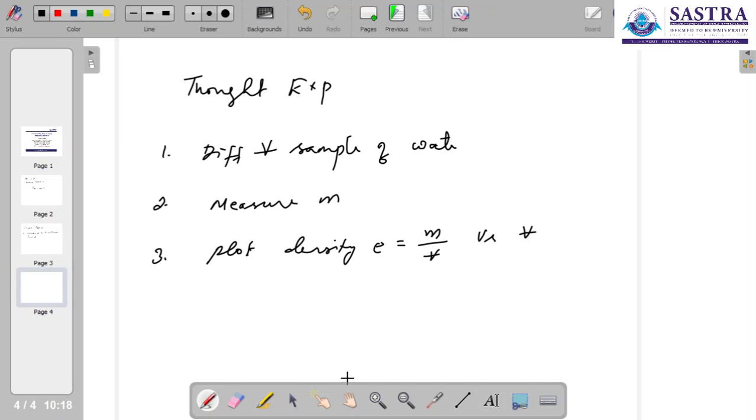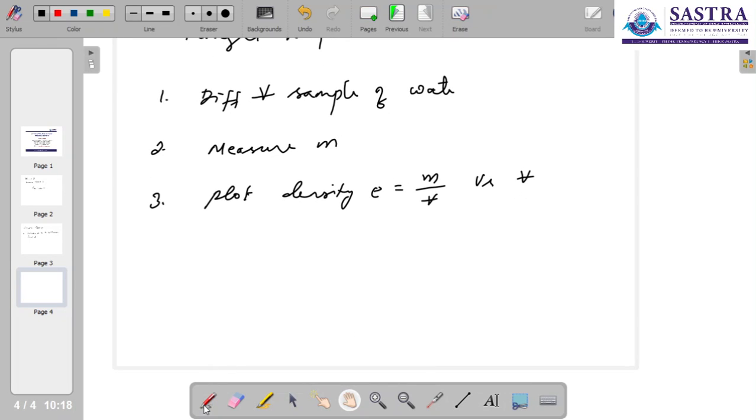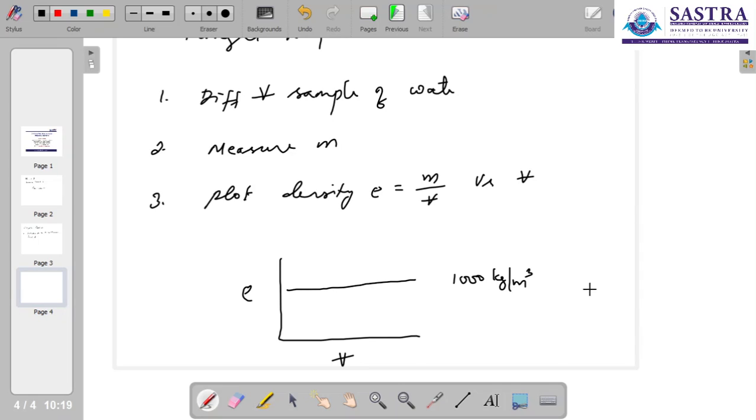What do you expect? Can you think for a moment? Do you think that if we plot the density of water versus the volume sample, you will get a constant value? Now you know that the nominal value for density of water is 1000 kg per meter cube. So immaterial of what volume you take, do you expect this?